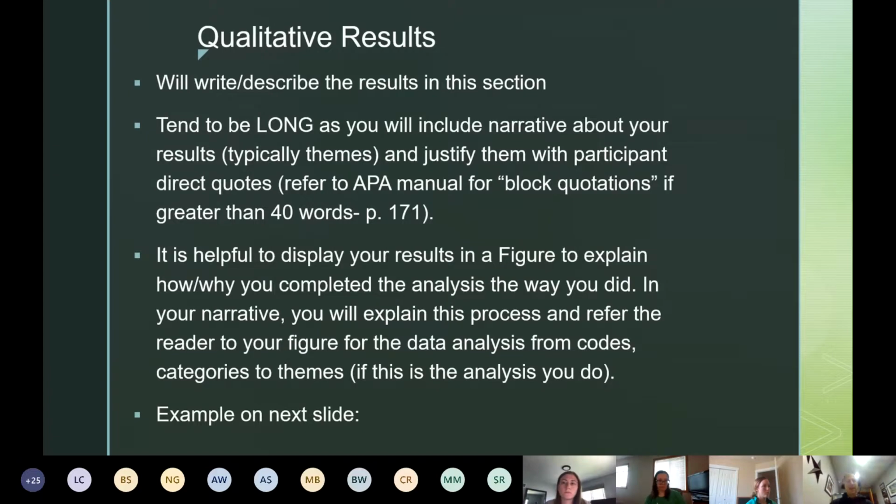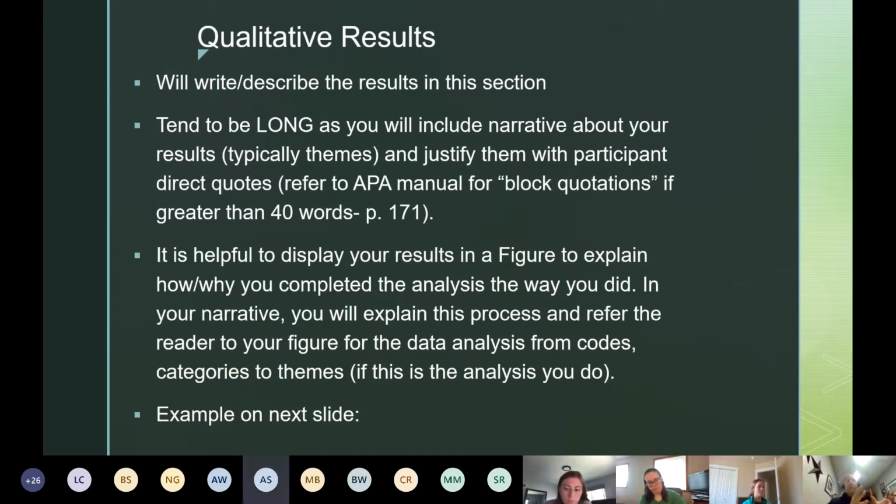This is the part where I wanted to highlight for the sake of our assignment. It's helpful to display our results in a figure to explain how or perhaps why you completed the analysis the way you did. So further in your narrative, you're going to explain this process and refer in your write-up in the results section to how you analyzed your data, how you created codes, how those codes condensed into categories, and how those categories created themes. Again, if you're doing the thematic analysis.